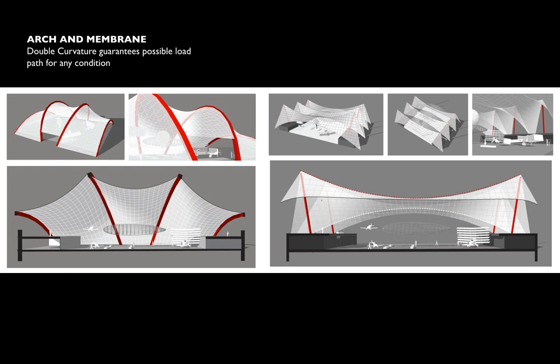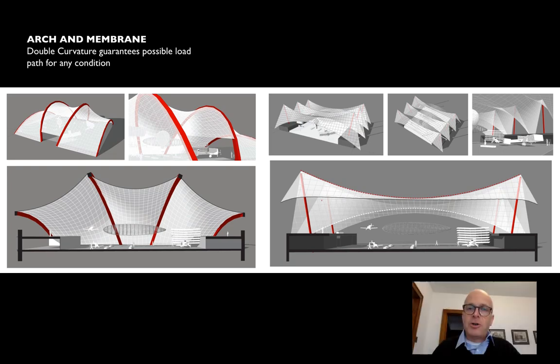The other way we can think about this, though, is that we can combine arches and membranes, or we can combine membranes in two different directions to create what we call double curvature. And what this means is that no matter what load is hitting our structure, there will always be a load path, whether it's a system of cables or a system of cables and arches. We can always imagine that there is some load path that will carry whatever load we're putting on it, whether it's gravity or lateral or uplift.